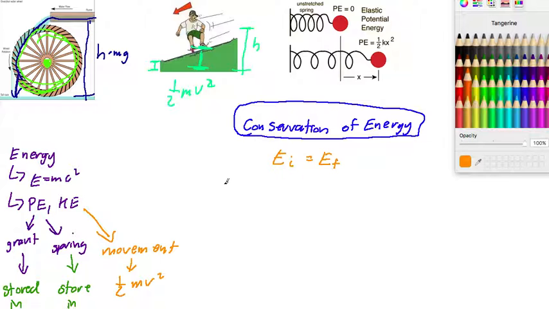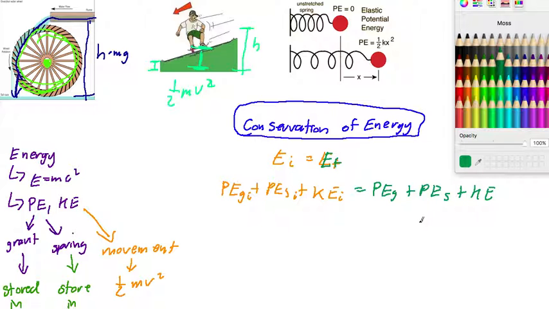But for now, that just means that the gravitational potential energy plus the potential energy on a spring plus your kinetic energy initial, all initial, are going to be equal to the energy final, which will be equal to your gravitational potential energy final plus your potential energy on your spring plus your kinetic energy final. All right, so this is what the conservation of energy is.